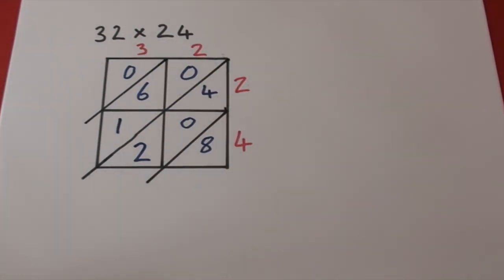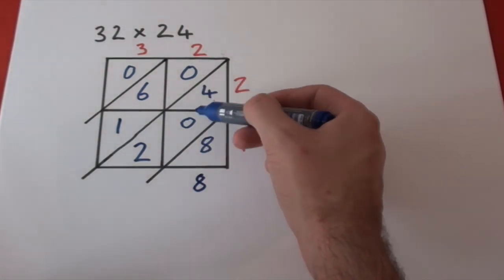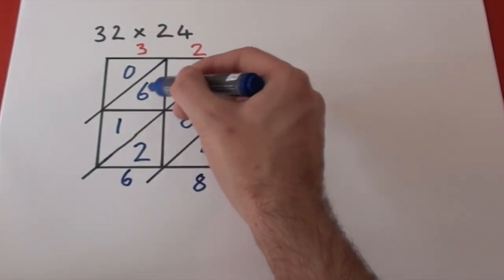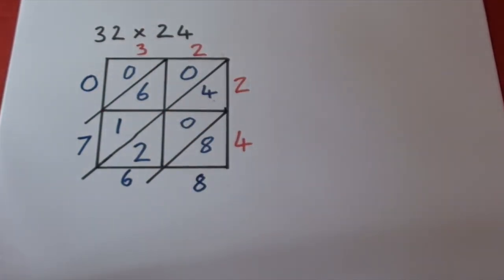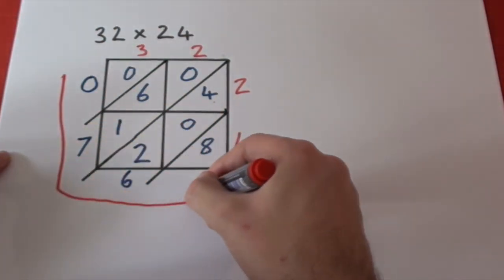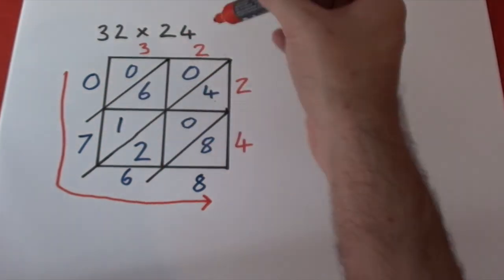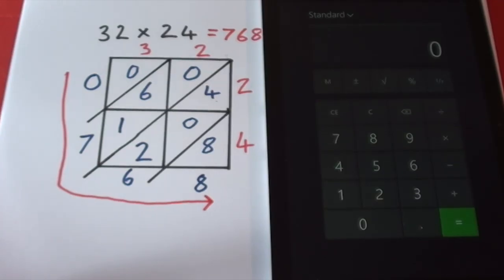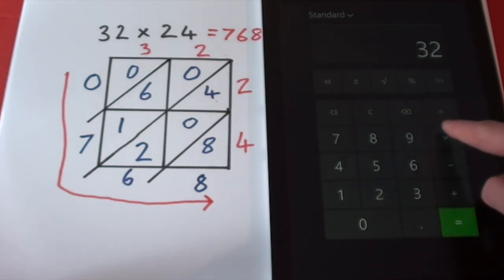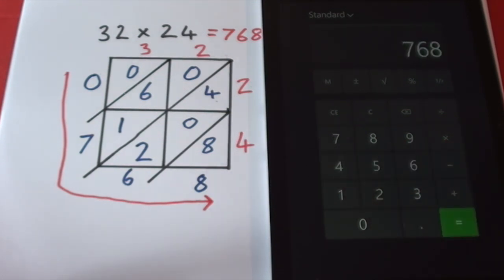We add up around the diagonal, so it's 8, 4, 0, 2 is 6, 0, 6 and 1 is 7, and 0 is 0. Our final answer is read round, as you can see in that direction, so 0768, so our answer is 768. We can check this on the calculator. 32 times 24 is 768.